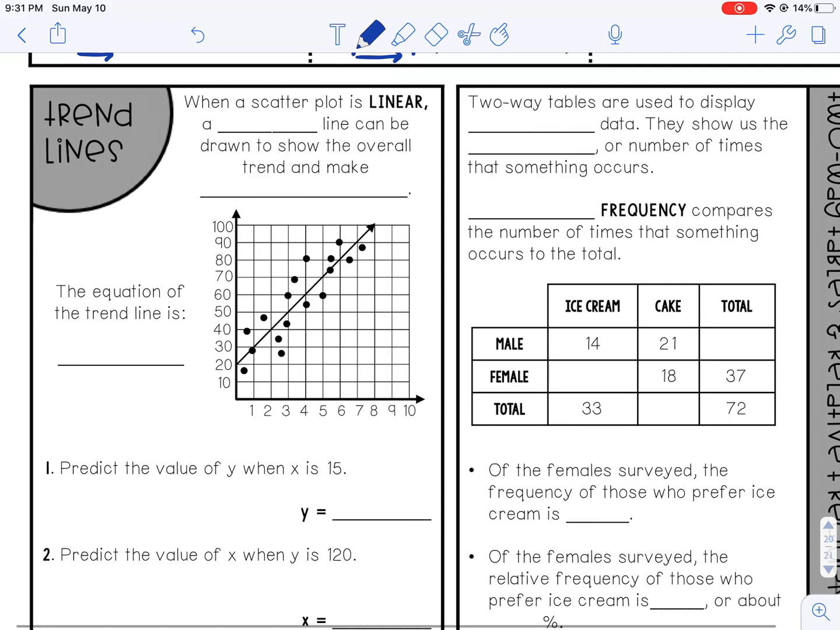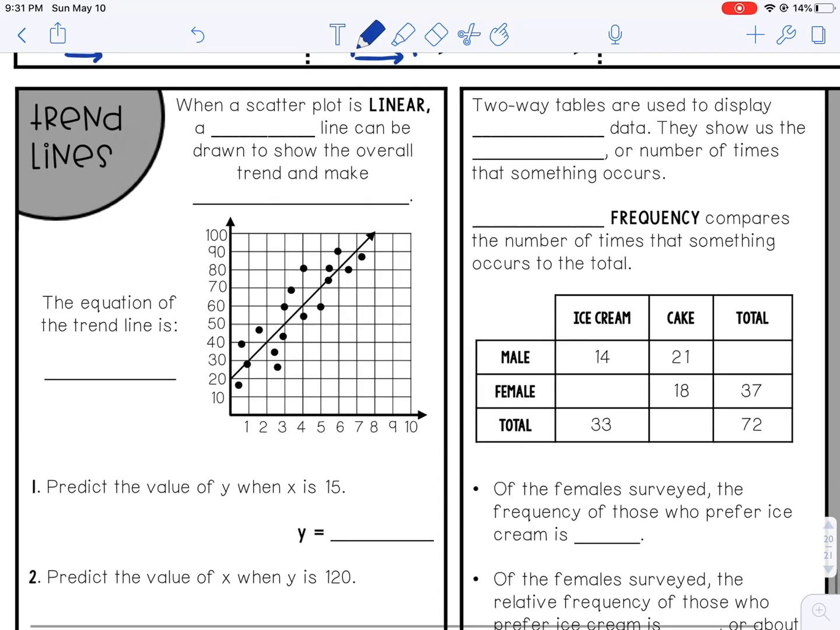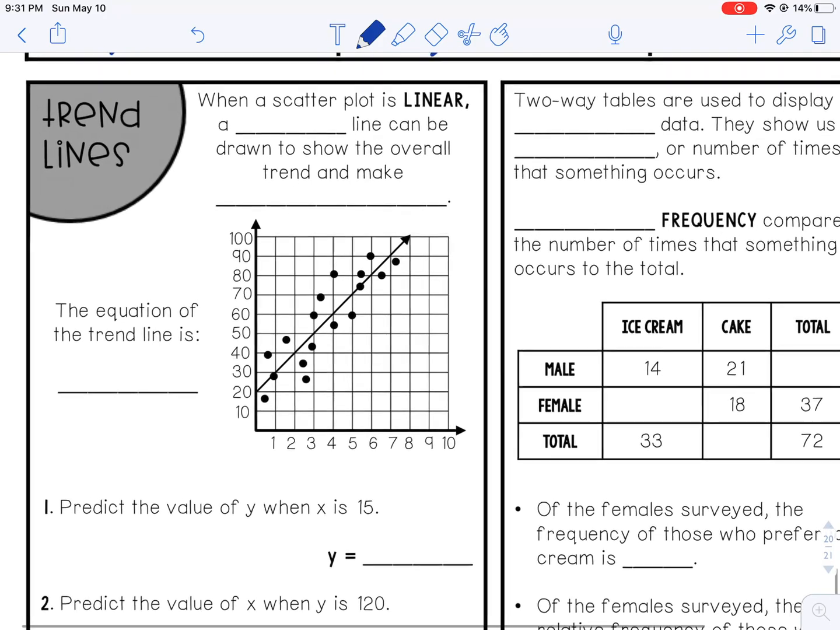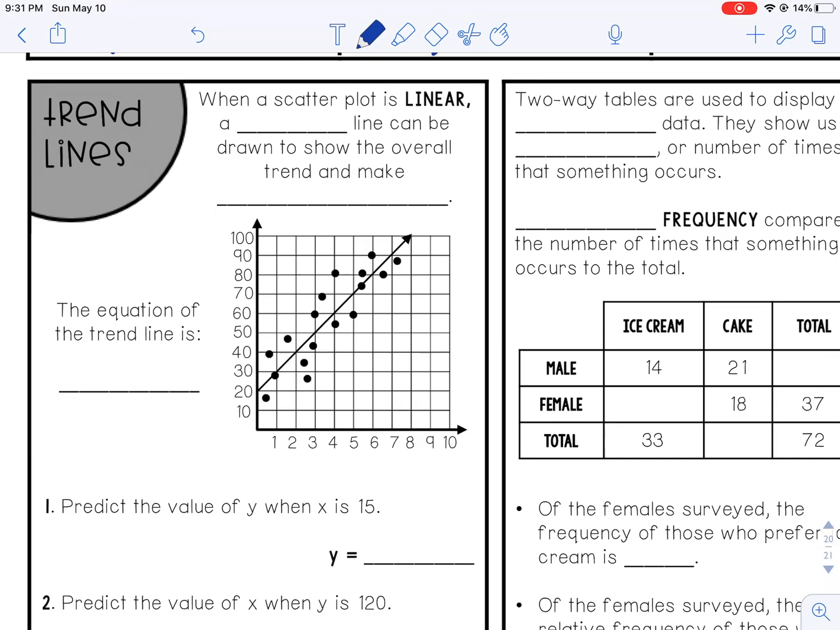All right, let's look at trend lines. We're going to have to remember how to write an equation. So we have this scatter plot, and it's linear. That means that a straight line, like I did in the examples above, can be drawn to show the overall trend, and you can make predictions off of that trend.